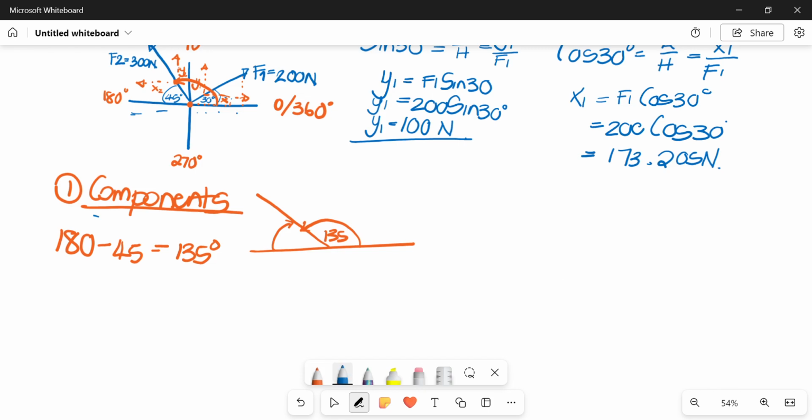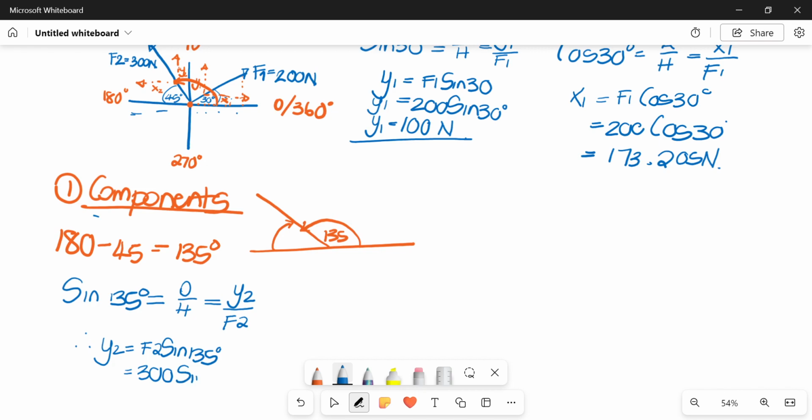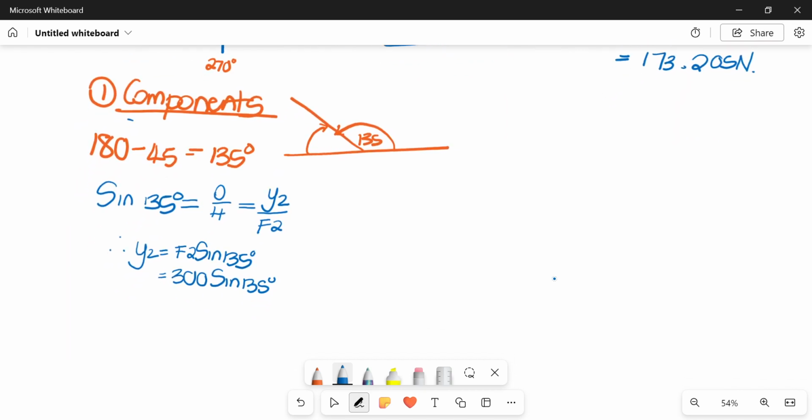Then we're going to start off with our sine. But we know the value of our f2. F2 is 300. And you just plug and play.